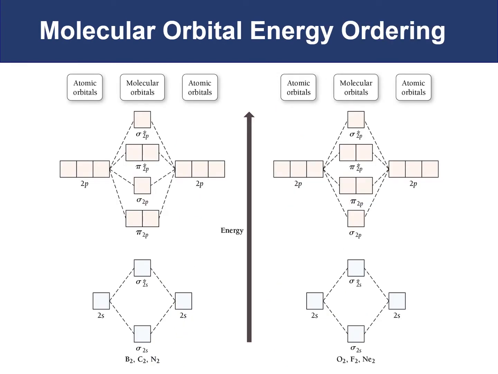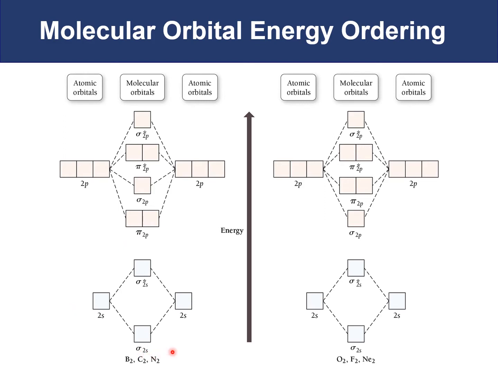When we look at elements that have electrons in both their s and p orbitals, we need to come up with molecular orbitals that account for all the different orbitals that are overlapping. Previously, we had been talking about things only having s orbitals. So this part down here is what you should be familiar with already from our previous examples.